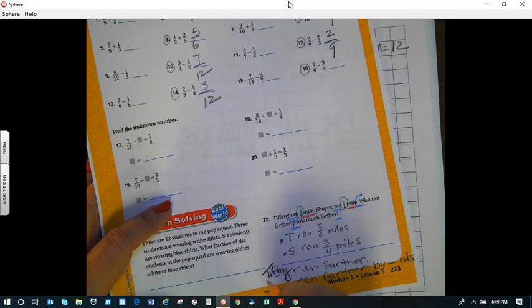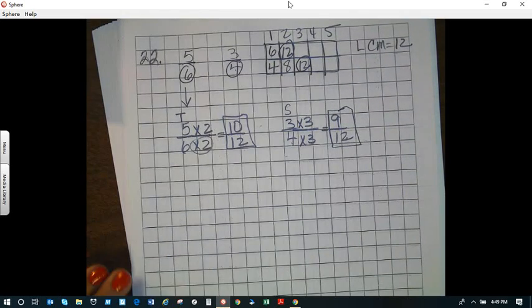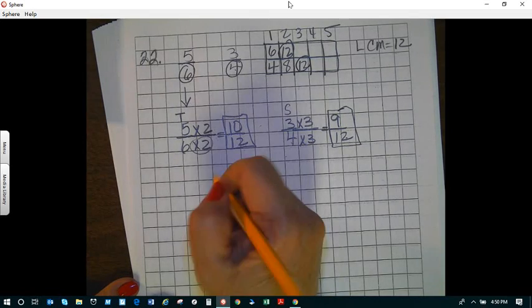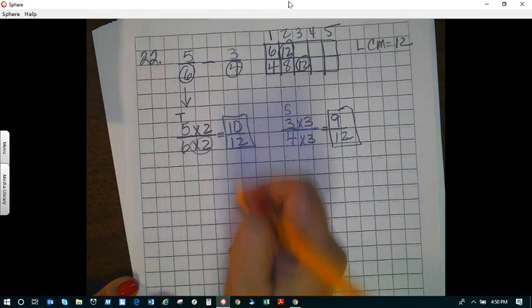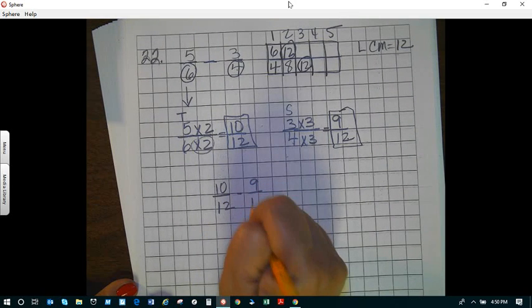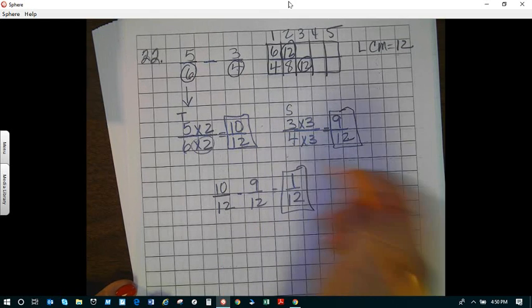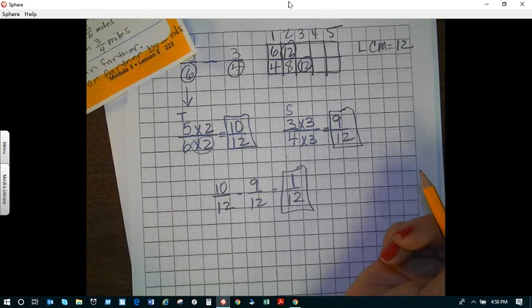ran farther. And I'm going to put Tiffany's name again. She ran farther by how many miles? So now it's telling me I have to take the difference. So I'm going to put a subtraction sign here, and this will be 10/12 minus 9/12 equals 1/12. So she beat him by 1/12 of a mile.